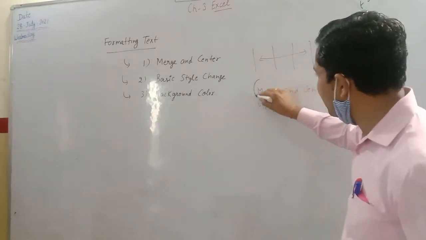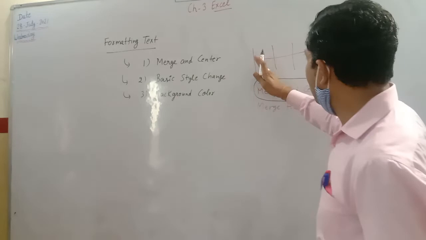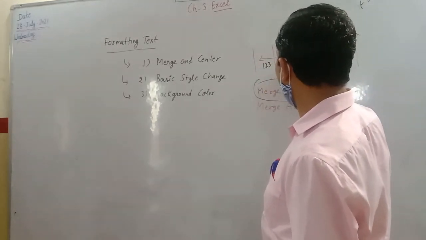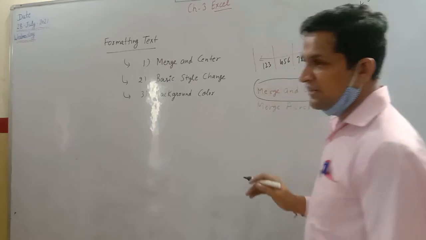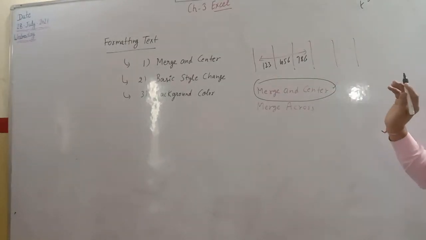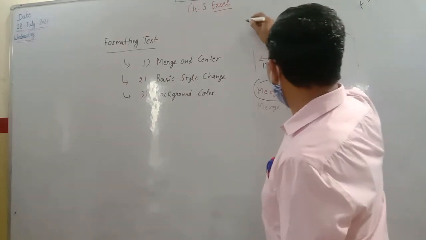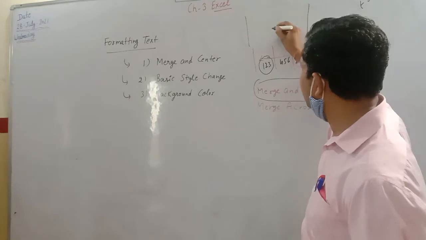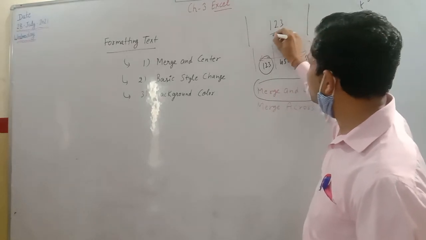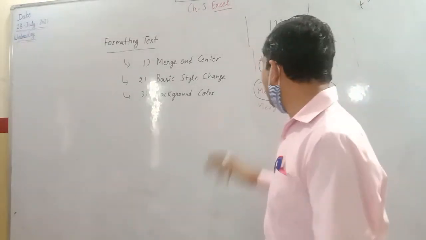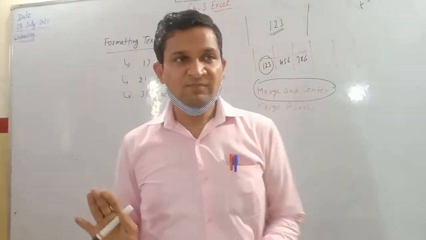If we select the merge and center option, it will combine all data, like here data is written 1, 2, 3, 4, 5, 6, 7, 8, 9. We have selected all 3 cells and selected the option of merge and center. What will happen? All cells will become single, and the first value of the cell will be written in the center position. Always the first value will be written in the center position. The rest two values will be removed.